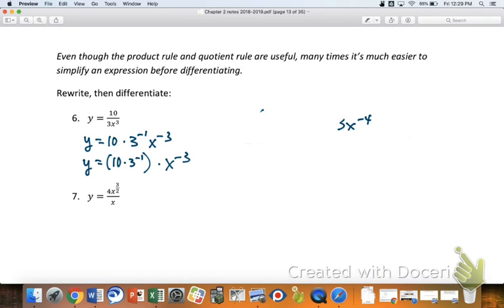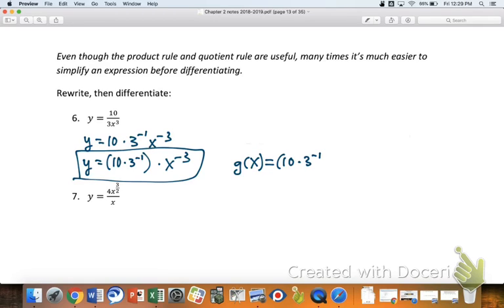Let's just compare. So if I have this, but then I've got something else, I'll call it g of x just so it's named something else. Those are two totally different expressions, right? The one on the left, the 10 times 3 to the negative 1 is a constant multiple. And to differentiate something that has a constant multiple, what you do is you mentally cover that up, do all your derivative stuff, and then just multiply the constant multiple back in.